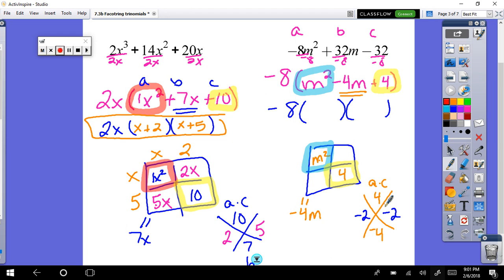These numbers are going to be the numbers that go in my diagonal with my variables. The negative 2 plus negative 2 gives me that negative 4m. So then I can figure out the outside of my box from there. M squared is m times m. There's no other way to do that, so it kind of takes the guesswork out of it. The only way to get m squared is m times m.